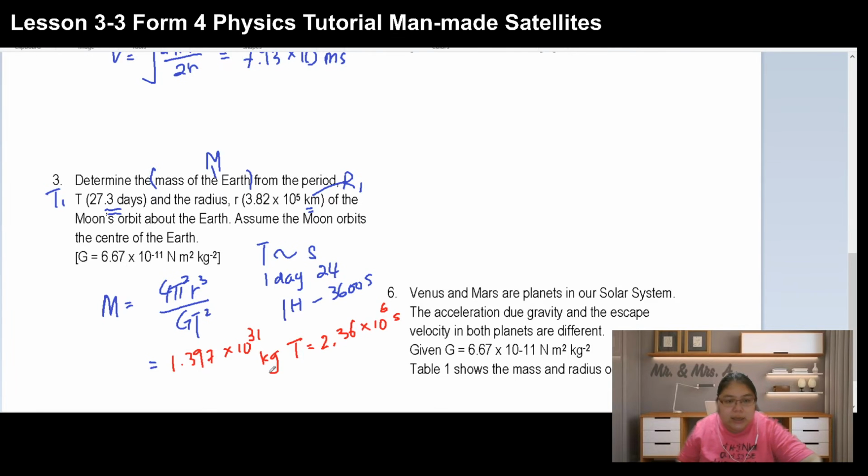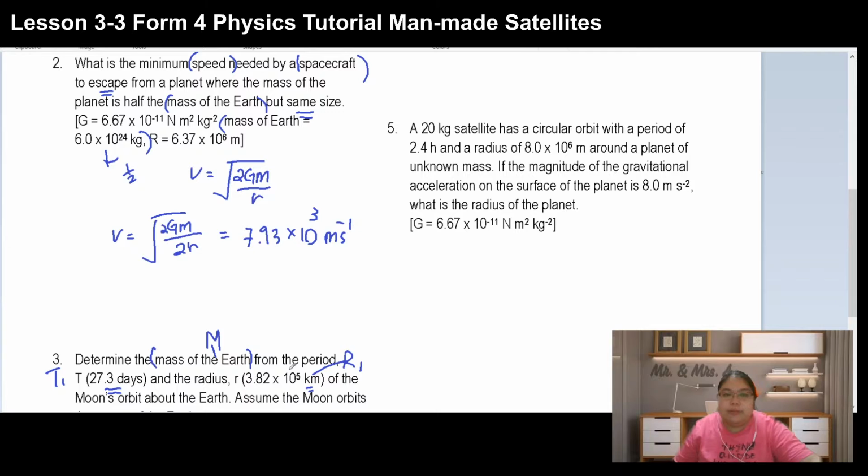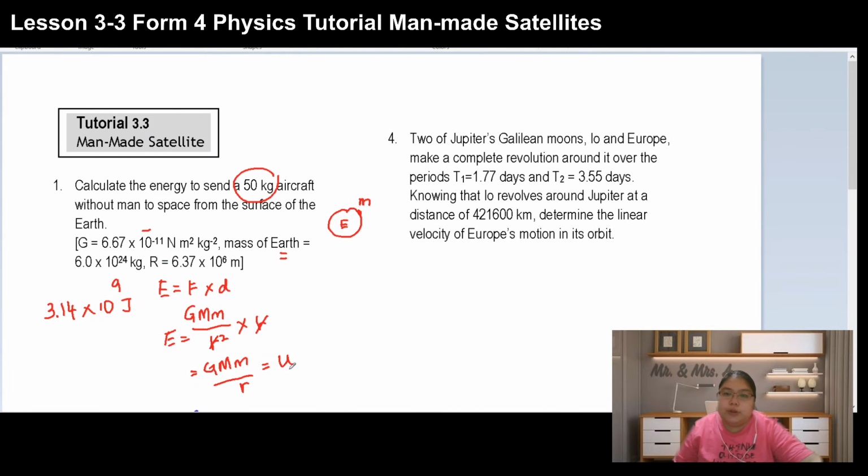So later we recheck again whether it is correct or not, because I missed converting the R to kilo in the calculation. Okay, so now we continue with the next one. Number 4: Jupiter has moons, Io and another one we call Europa, which make a complete revolution around it over the periods T1 and T2. So that means now they show you 2 orbital periods. From here we want to find the velocity.